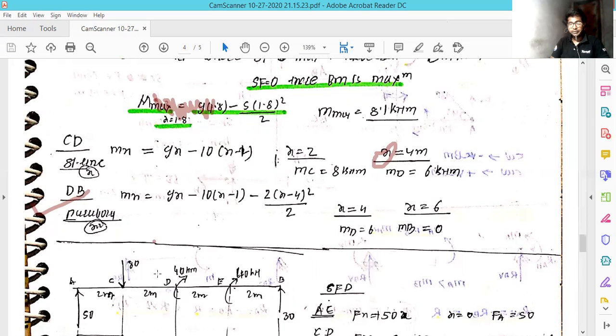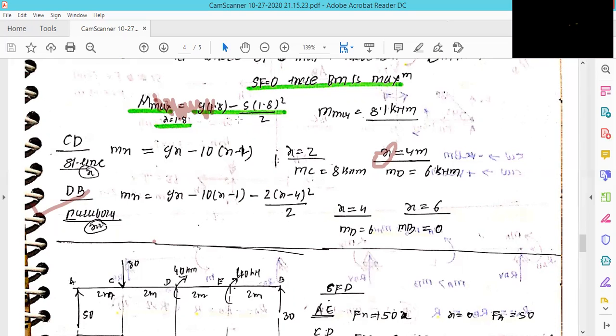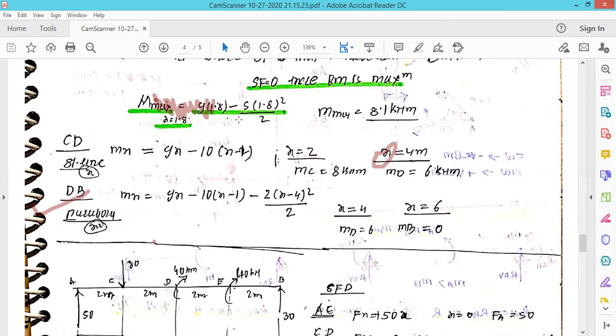And if you put the value x equal to 4 meter, you will get the moment at that point equal to 6 kilonewton meter. And finally, if you take the cross section for the BD moment, the equation is going to be similar: 9x minus 10 into (x minus 1) in bracket minus 2 in bracket, minus (x minus 4) squared divided by 2.